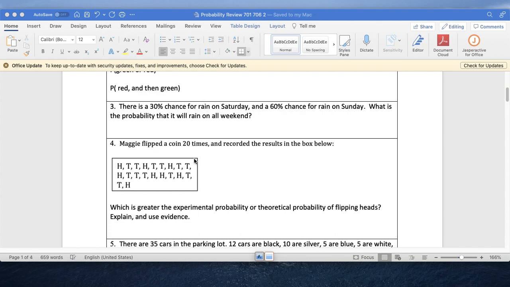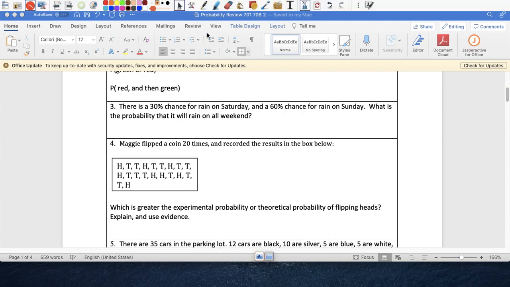There's a 30% chance of rain for Saturday, and there's a 60% chance of rain on Sunday. What's the probability that it will rain all weekend? Well, if you think about it, so let's write Saturday, and then this is Sunday. So Saturday, there's a 30% chance of rain. On Sunday, there is a 60% chance of rain. So we want the probability that it's going to rain on Saturday and Sunday, right? And what do we say when we say and? It was multiply.